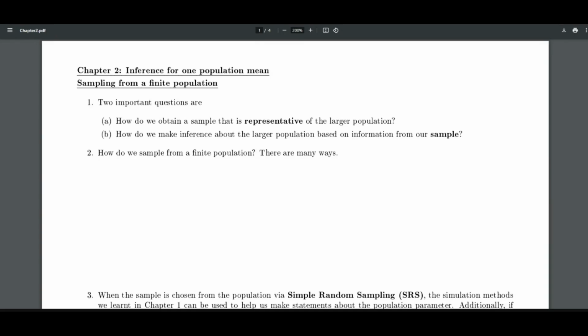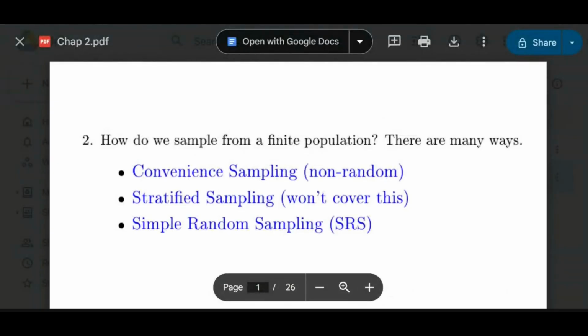So we are going to talk about how we sample from a finite population in the first place. There are a few ways you can sample, and I'll talk briefly about each one. The first one is a non-random way to sample. It's called a convenience sample. Why is it called that? A sampling method is called convenience if it is non-random.